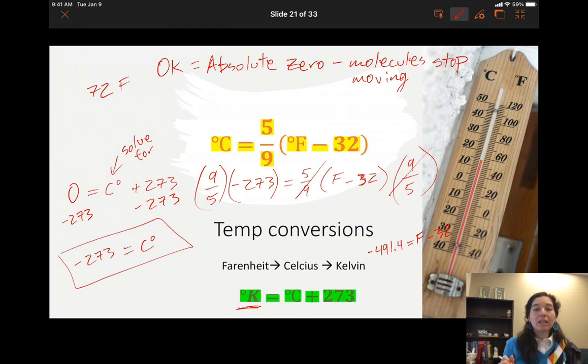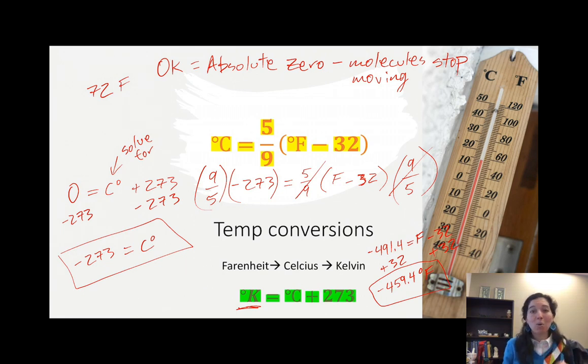Now we need to get the Fahrenheit, the x value, by itself, so I'm going to add 32 to both sides. Minus 459.4 degrees Fahrenheit. That's absolute 0 in Kelvin. That's a really, really cold temperature, so that might give you an idea of how cold absolute 0 actually is. You will need to memorize these formulas. You're going to need to know how to convert from Celsius to Fahrenheit and back and forth, and Kelvin to Celsius as well.